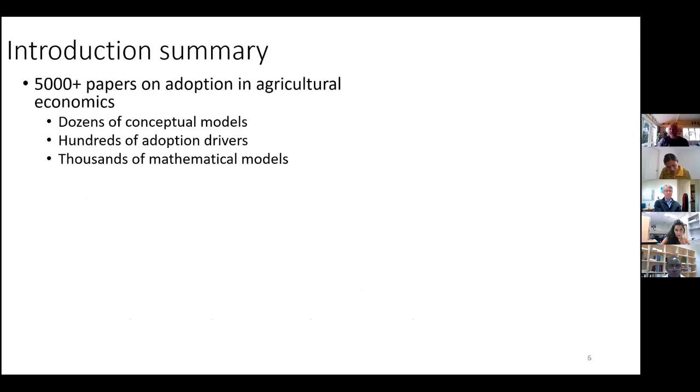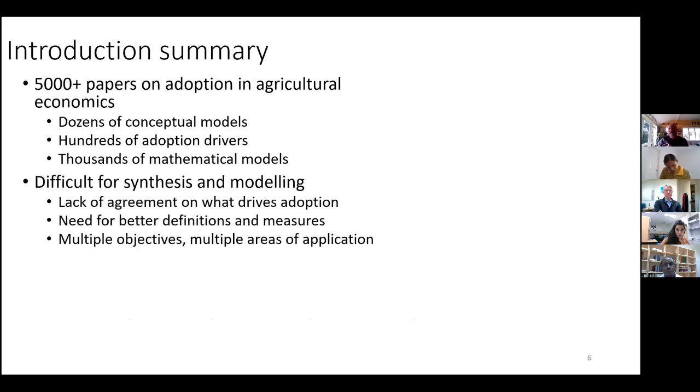So after that paper, I did a quick search and found that there are about 5,000 plus studies or papers on this, and since then as well, there have been dozens of conceptual models. There are many conceptual models. There are hundreds of adoption drivers that have been used in those models, and there are thousands of mathematical models that have actually been done in the area. So there is a great difficulty in making sense of it, in trying to have a synthesis for modeling purposes.